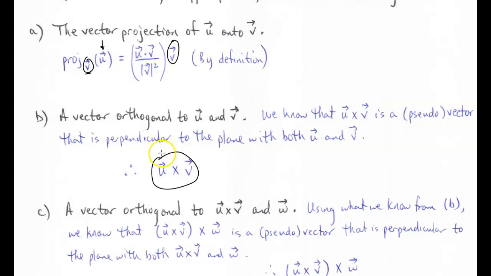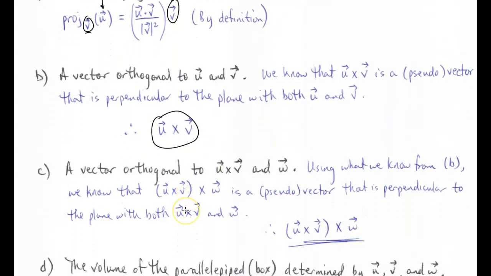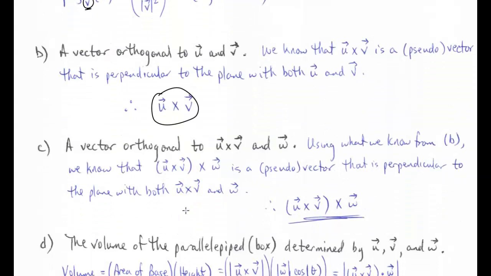Now, if we want a vector that's going to be orthogonal, aka perpendicular, to both the pseudo vector u cross v and another vector w, then all we have to do is cross those two vectors together. So this is a vector and that is a vector. Here we just do the cross product of those two vectors and we'll get a vector that's going to be perpendicular to both this one and that one.